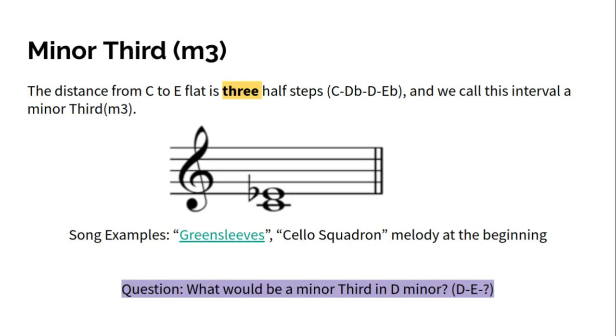So that interval, C to E flat, makes the minor third sound. We consider this minor third to be definitely the money note when it comes to deciding whether a key signature or a scale is going to be minor or major.